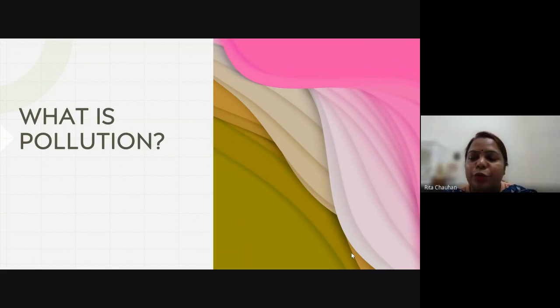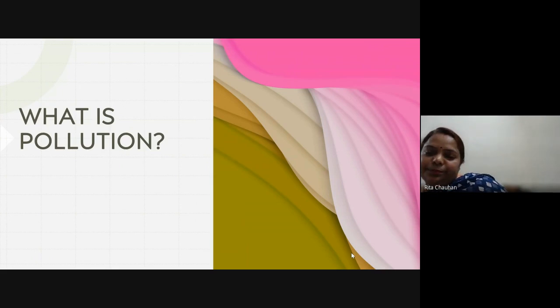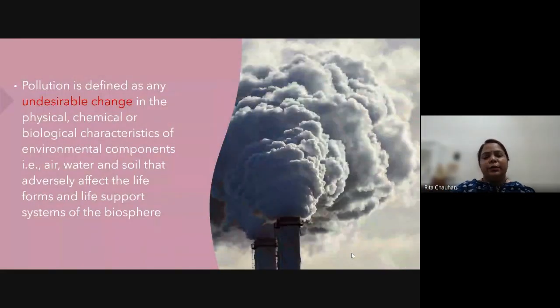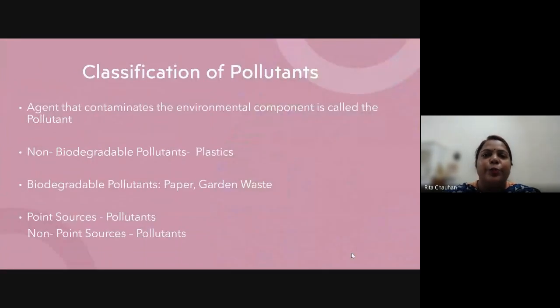So we move ahead to Unit 9, which is on pollution. Okay. So pollution, you all know what pollution basically is. It is any undesirable change in the physical, chemical, or biological characteristics of the environment. So if the air is affected, air, water, and soil, these are the main ones. Another one is noise.